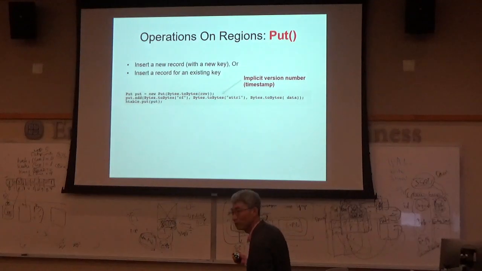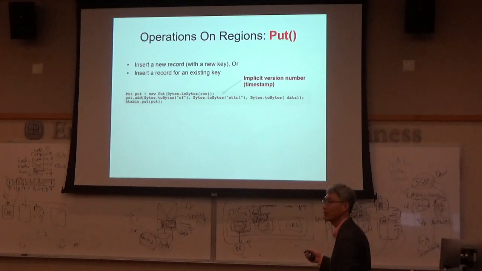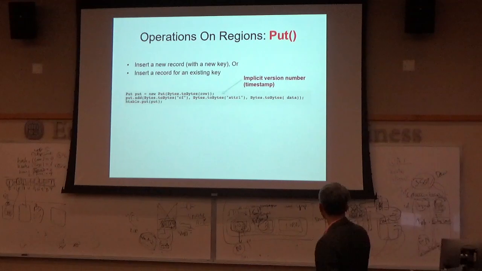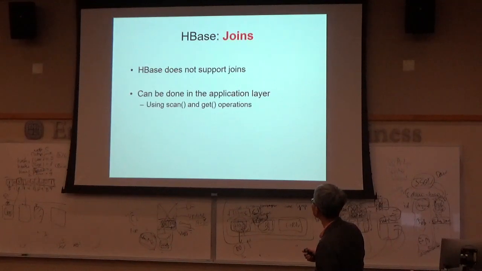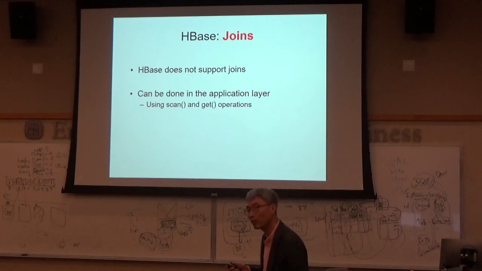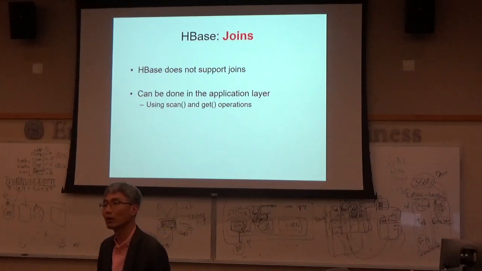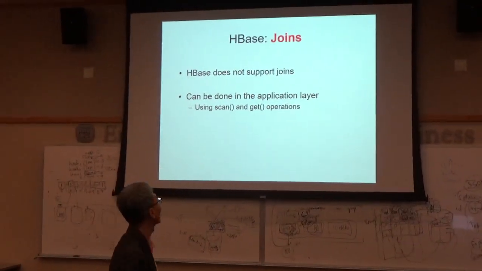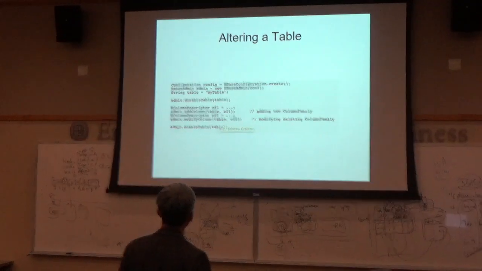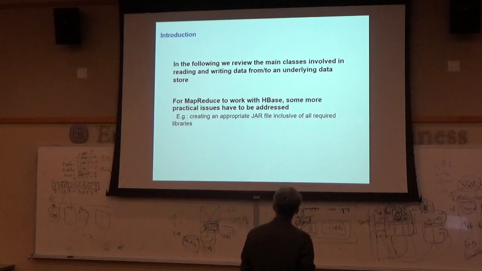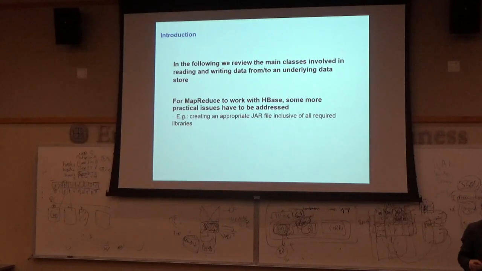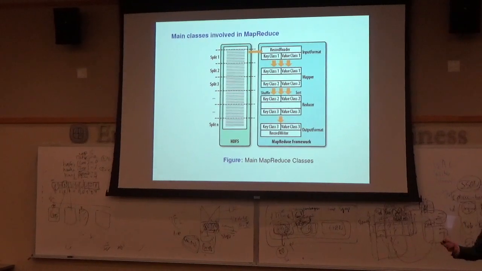Put is insert. Okay, we can insert. At that time, we need to specify the existing column family name, then the column name. So that is put, and delete. HBase does not support join. However, you can do a join at the application level. You can also do MapReduce programming based on this HBase. That is the example of this one.